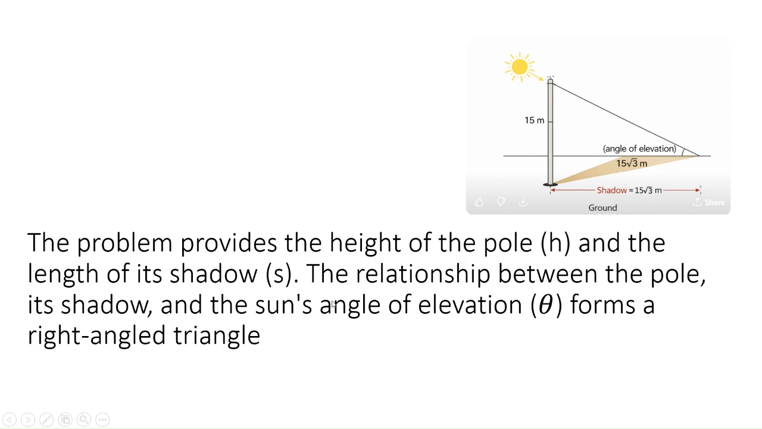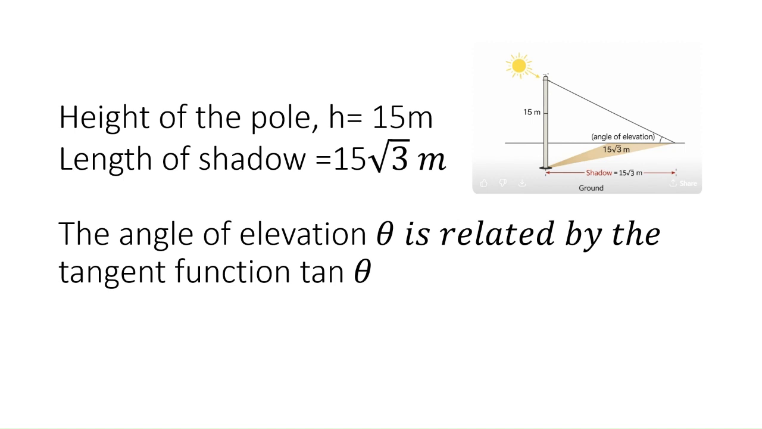So the relationship between the pole, its shadow, and the sun's angle of elevation forms a right angle triangle. That's what we have already discussed. When we model all these three points, we get a right angle triangle, where theta is the angle of elevation that we are going to calculate. Now, what is given? Height of the pole h is 15 meters, length of the shadow is 15 root 3 meters. So the angle of elevation theta is related by the tangent function.